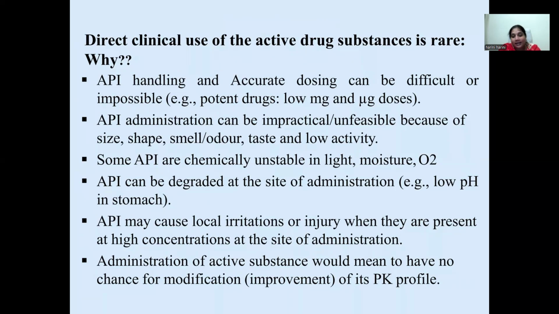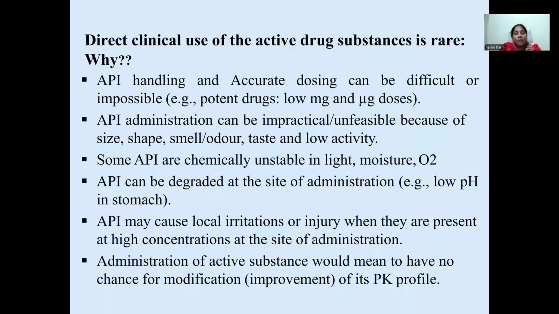So API handling and accurate dosaging can be difficult. For example, this is mainly in the case of potent drugs. Potent drugs are those drugs which will show toxic effect even if they are given in smaller doses. For example, if a drug has its therapeutic action at 10 mg, then if you take 10.1 mg or 10.2 mg, it will also produce toxic effect. So if you take the active drug as such, and take a bit greater amount, it will cause toxic effect to our body.